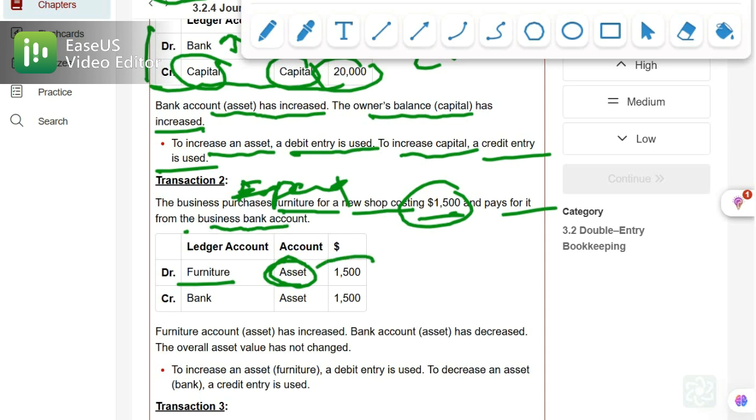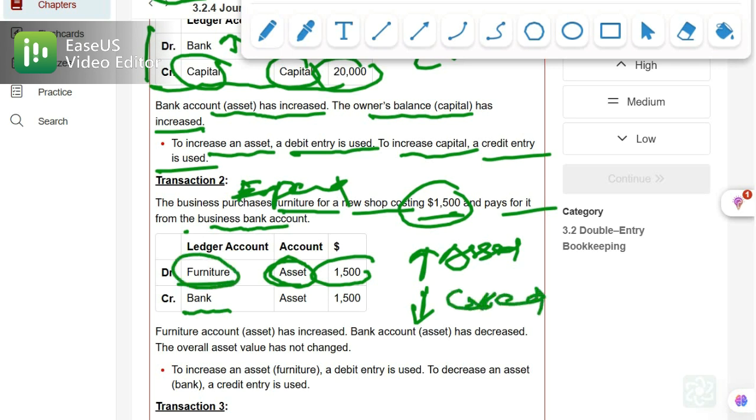Here is the general entry: purchase furniture, which is an asset, increases your account, so that will be debit, and the bank balance is reduced by the cash amount, and the cash is your asset, so that is your credit entry. So what you understand here is that the debit will be the furniture 1,500, the asset added, and credit bank balance, cash reduced. Now let's move on to transaction number 3.